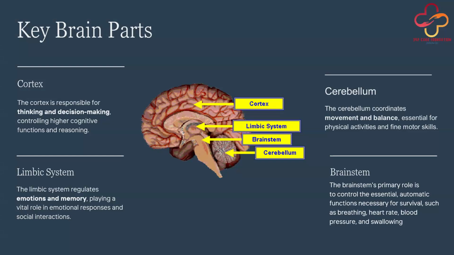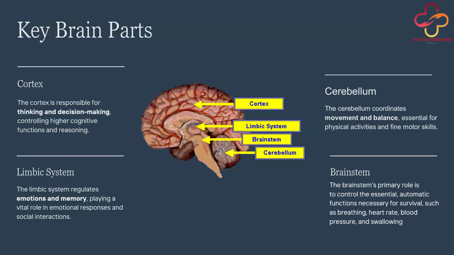The cortex is responsible for thinking and decision making, controlling higher cognitive functions and reasoning. I'm connecting it to behavior; that's why I'm mentioning this. The limbic system regulates emotions and memory. It plays a vital role in emotional response and social interactions. The cerebellum coordinates movement and balance, essential for physical activities and fine motor skills.